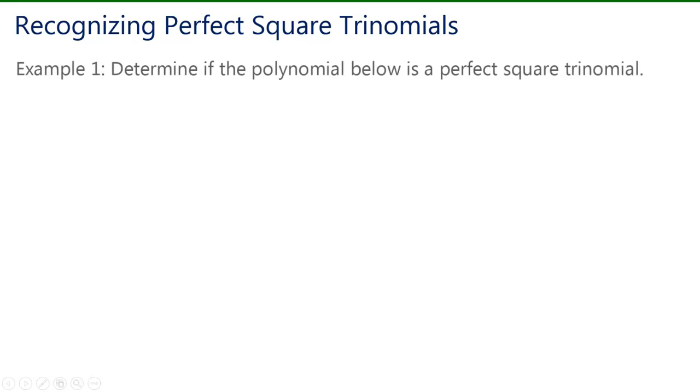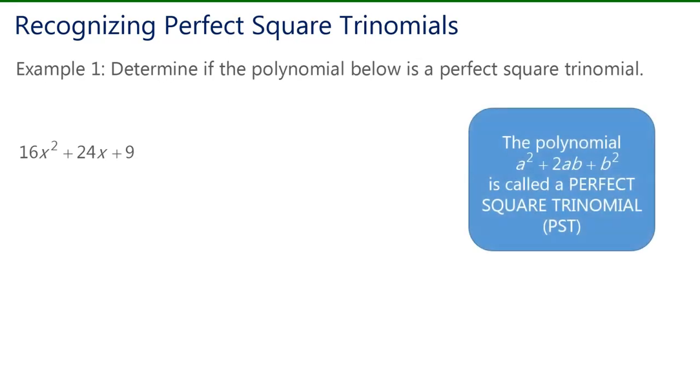Here's example 1. Determine if the polynomial below is a perfect square trinomial: 16x squared plus 24x plus 9. The polynomial a squared plus 2ab plus b squared is called a perfect square trinomial. We abbreviate this as a PST.